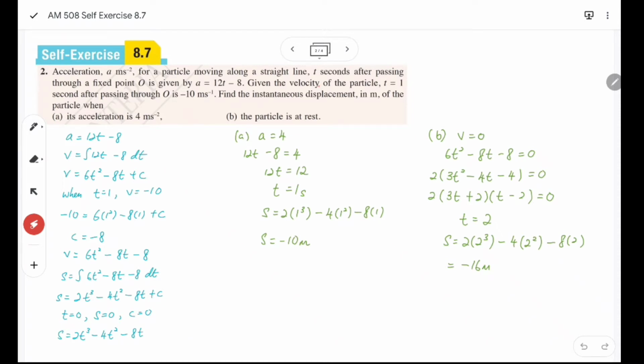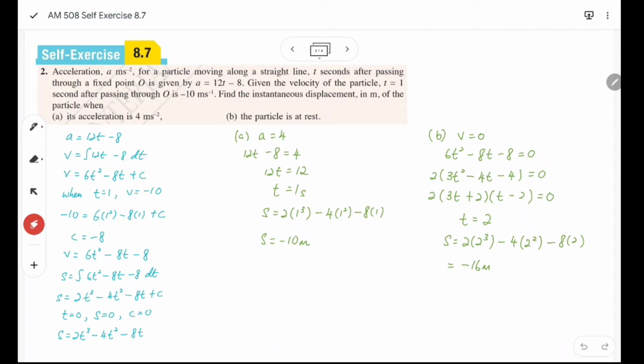We need the displacement function so that we can find the instantaneous displacement. Therefore, we integrate the v again with respect to t. So the s equals 2t cubed minus 4t squared minus 8t plus c. When t equals 0, the particle is at the fixed point O. Therefore, s equals 0. Hence, c will be equal to 0. So the function of displacement is s equals 2t cubed minus 4t squared minus 8t.